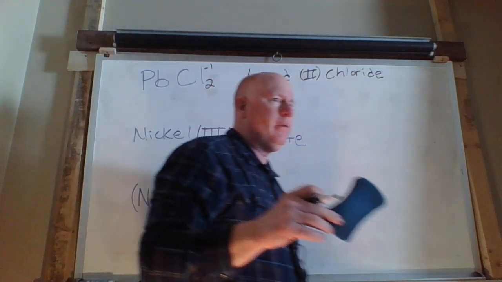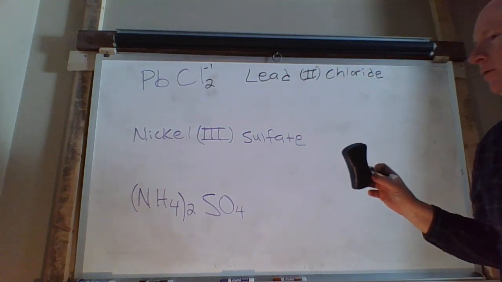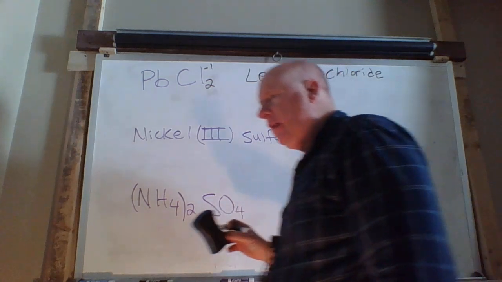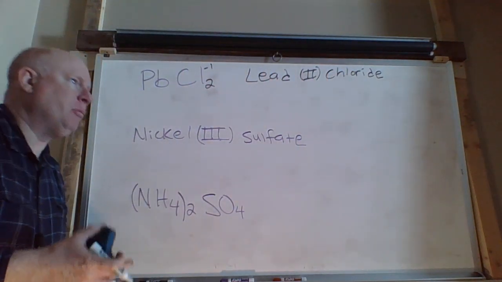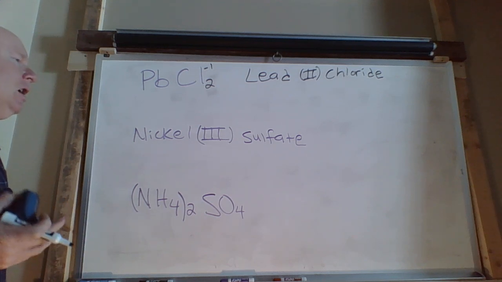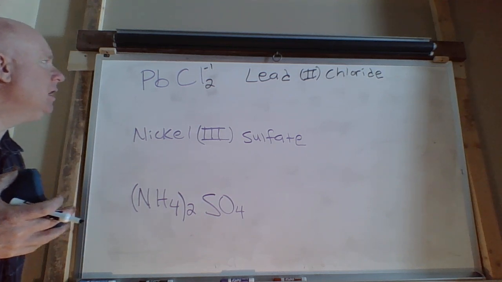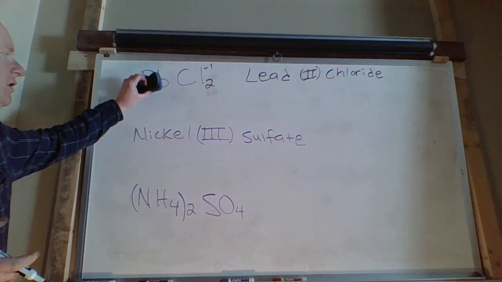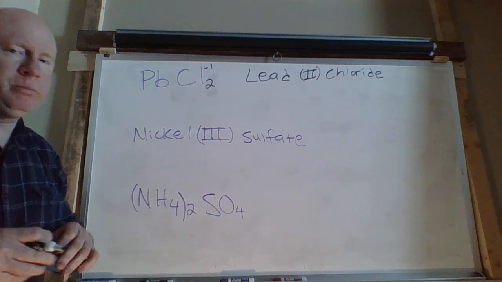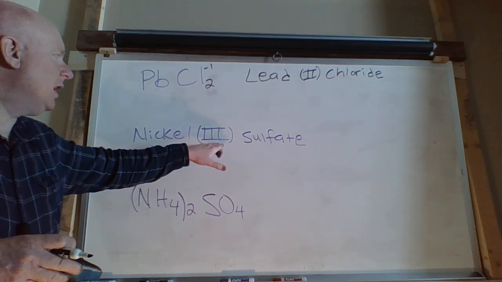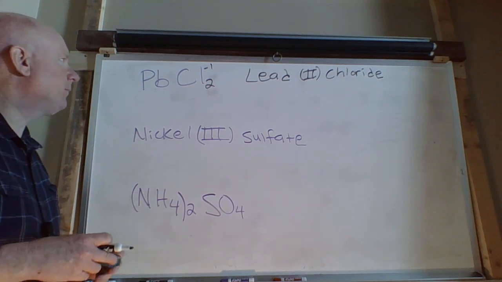You don't do that for elements in column 1. You don't do it for elements in column 2, because like potassium only has a charge of +1. Magnesium and calcium only have a charge of +2. Aluminum only has a charge of +3. Okay? But lead has 2 different charges, and of course nickel has 2 different charges. It's either +2 or +3. So we're telling you what that is, that this has a charge of +3. Okay?